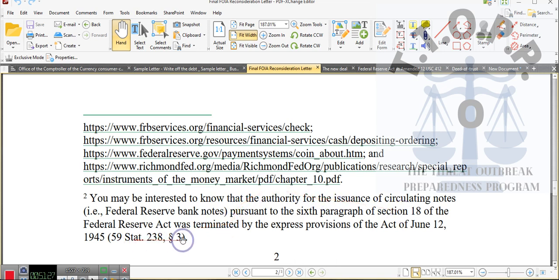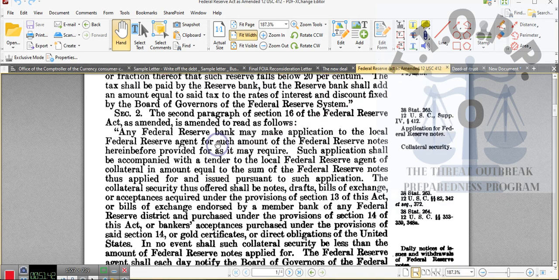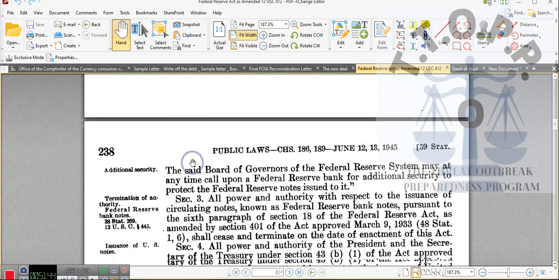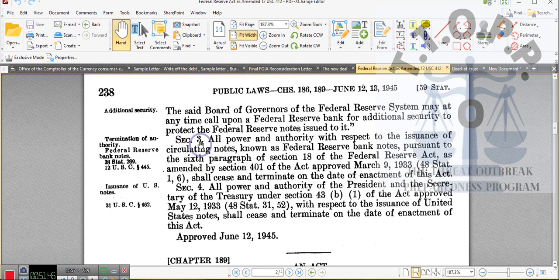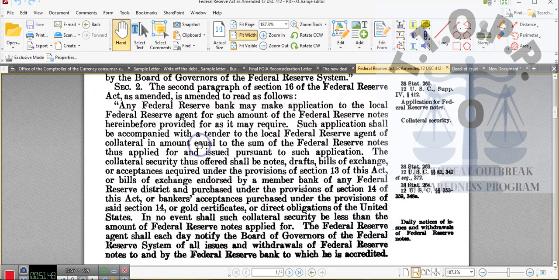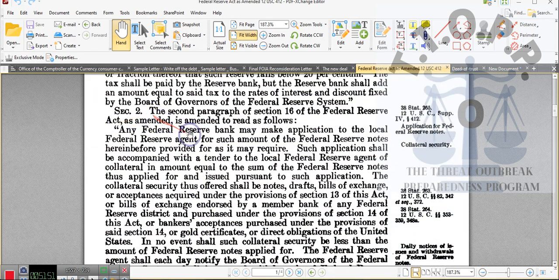Because this is the same act at section number 2. That's what you want. 59 Stat 238, subsection 2. Say what? How you get that? Watch this. Section 2. Section 3. So, subsection 2 of the Act of June 12, 1945.